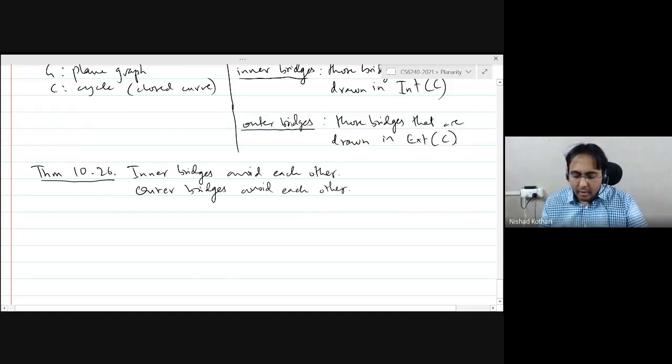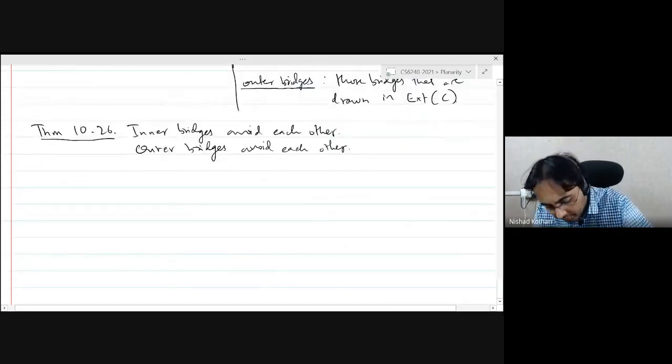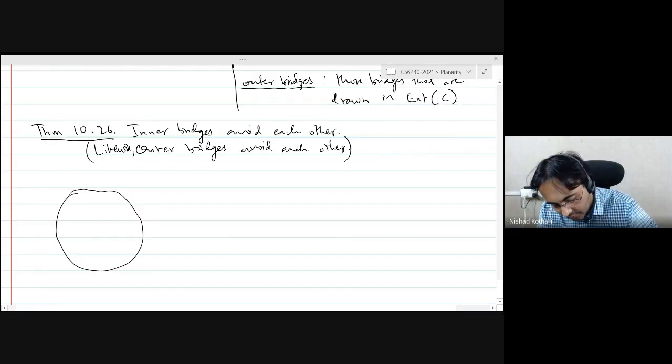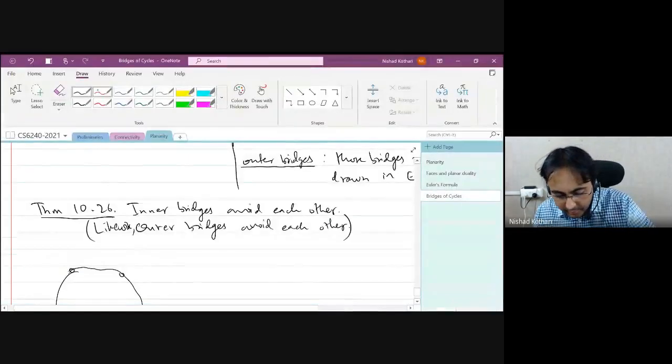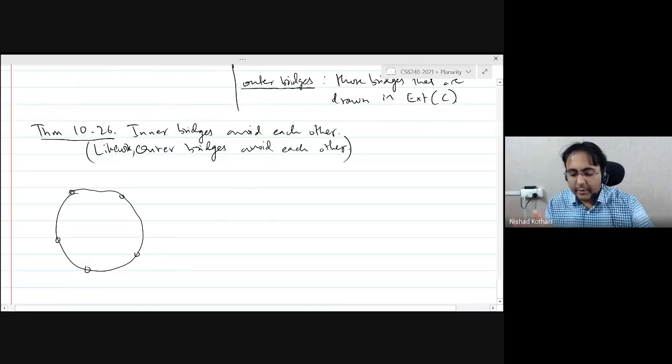Okay, so in Bondy and Murty, they actually prove this. Well, this is analogous, so I will put it in brackets. So let's just make a quick drawing and convince ourselves why this should be true without writing a rigorous proof. Okay, so I can use the previous result.